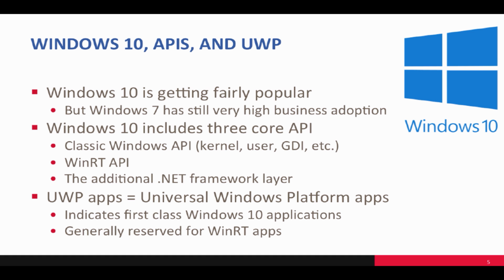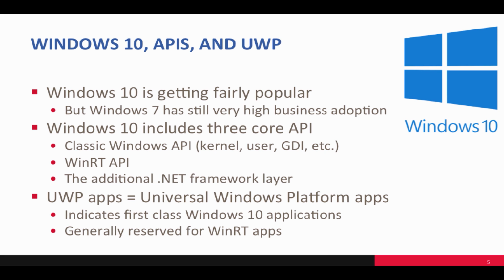So if Windows 10 is getting fairly popular, it's important to see what is different at the core level compared to Windows 7 or compared to previous versions of Windows. Windows 10 includes 3 core APIs or development approaches. One is the classic Windows API. I mean, kernel, user, GDI, and a bunch of DLLs that make up the core of Windows since its foundation and are still the core of the platform today.